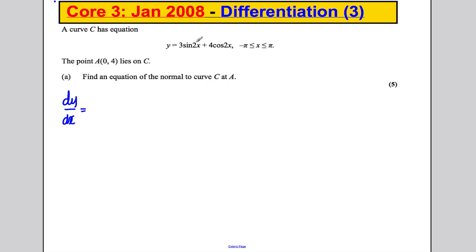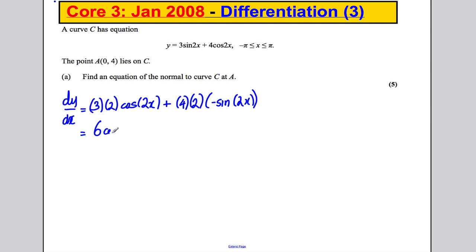So, what is dy by dx? By the chain rule, you differentiate inside the sine and you get 2. So keep the 3 there, differentiate the 2x and you get 2, and the differential of sine is cos, and keep your expression inside the trigonometric function the same. Over here, do the same thing, keep your 4 there, differentiate the 2x and you get 2. The differential of cos is negative sine, and keep your expression inside this the same. And just tidying that up, you would get 6 cos of 2x, subtract 8 sine of 2x. And that is your dy by dx.